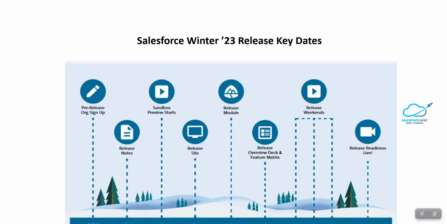In September you will see the release overview deck, feature metrics, the release weekend, and finally the release readiness and go live, right? So these are the features and dates regarding September and August. This is the overview of the Winter 23 release key dates.